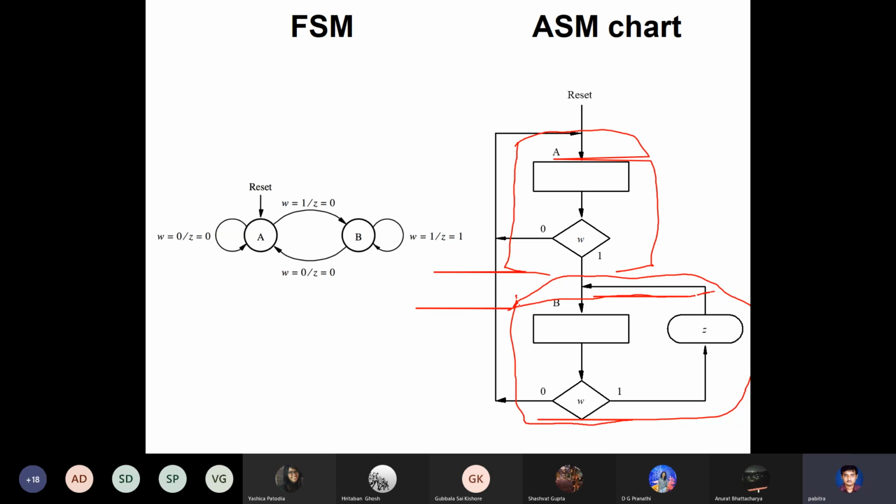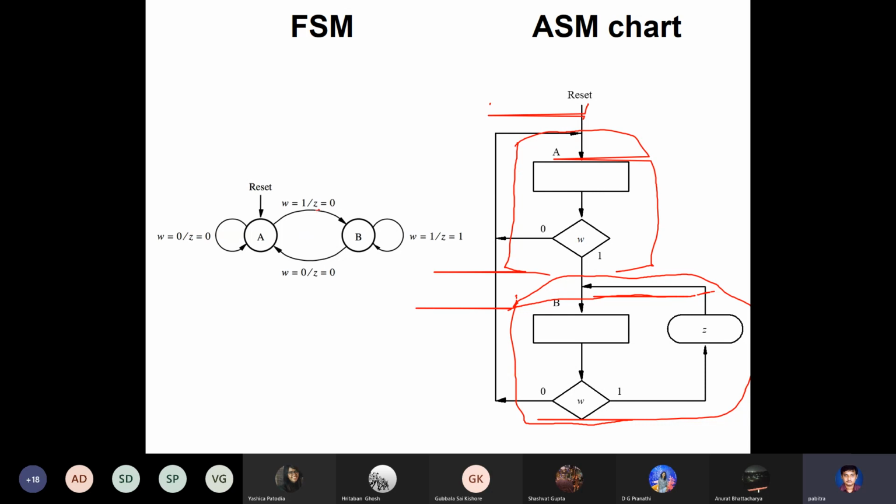Okay, and so you can come to A either from a reset, some reset state. All right, so now let's see. There is one input W. So you check on one input W, and then you move to another state. So that's how the flowchart, the ASM chart, is written down.